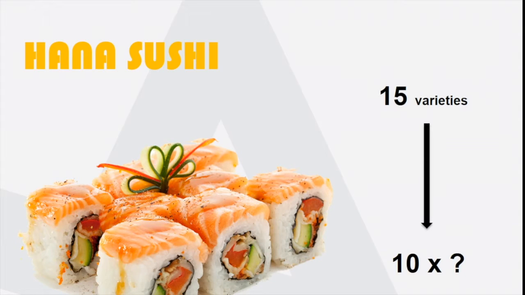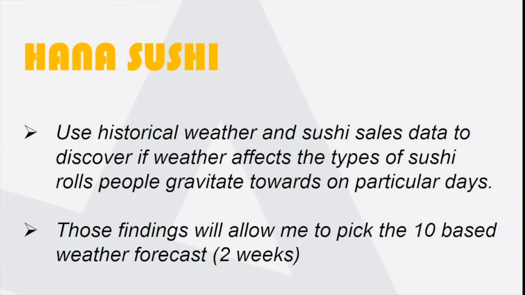They brought in a Tableau consultant to help solve that problem, and I'm obviously that consultant, and I am hypothesizing that weather could be an influencer. So my aim is to use historical weather and sushi transactional sales data to discover if weather affects the type of sushi rolls people gravitate towards on particular days. Those findings will then allow me to pick the 10 varieties based on a 2-week weather forecast.